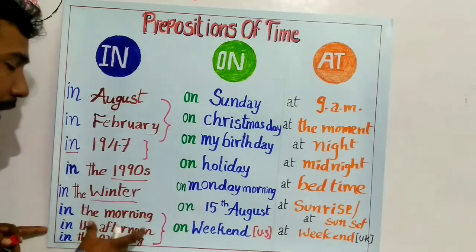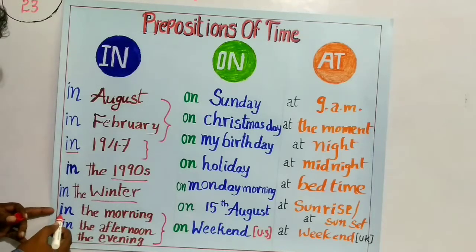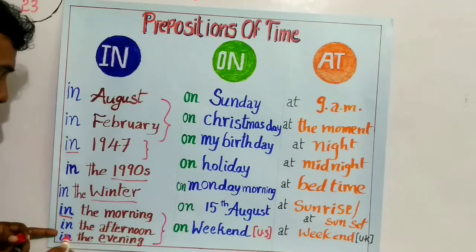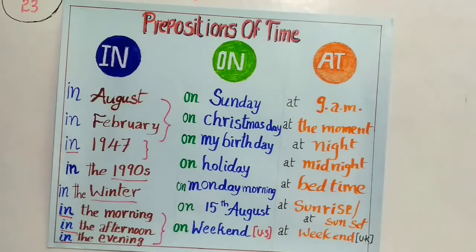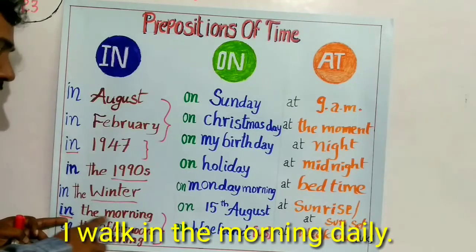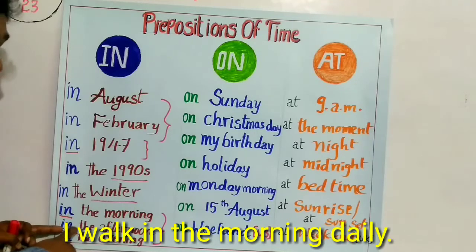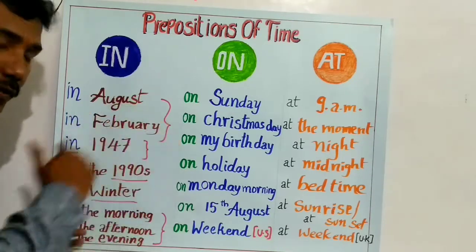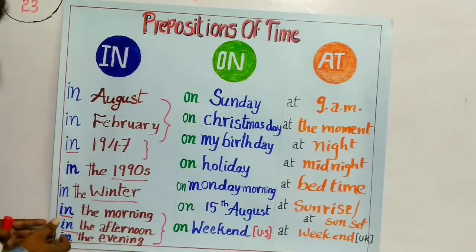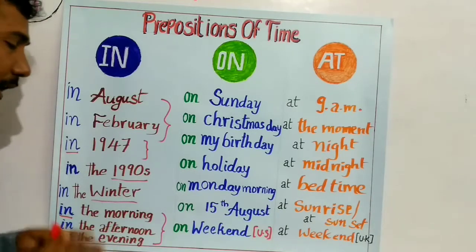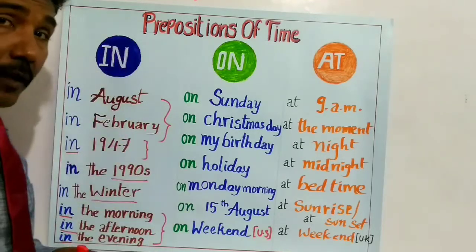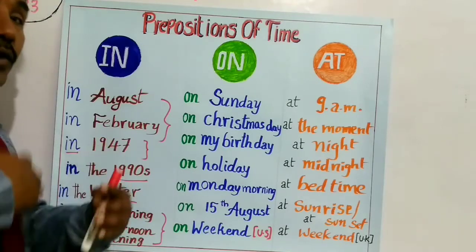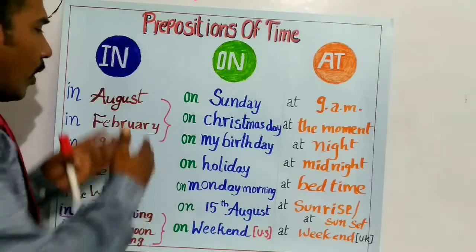Next, of course, in is also used, and this is most important, with the parts of the day. Example, in the morning, in the afternoon, in the evening. I daily take a walk in the morning. I take lunch in the afternoon. And I come home in the evening. In this way, we can use in, and it's very important, friends. Please carefully remember it and try to use the preposition in for these times.